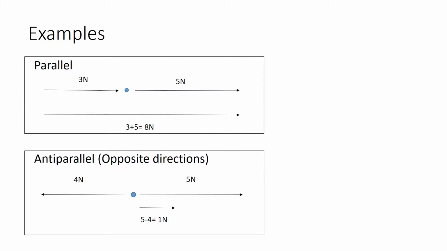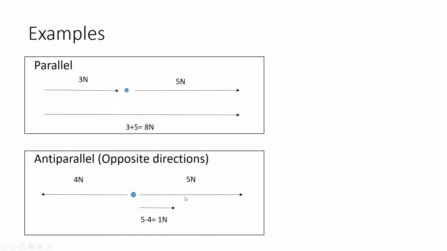Okay, so here are some examples. If you have a 3 Newton force pushing an object and a 5 Newton force pulling the object, then the combined resultant vector will just be 8 newtons. You simply add them, and if it adds in opposite directions, then you choose one of the directions to be positive. So I've chosen this direction to be positive, so I do 5 minus 4, and you get the resultant of 1. So that's very simple.